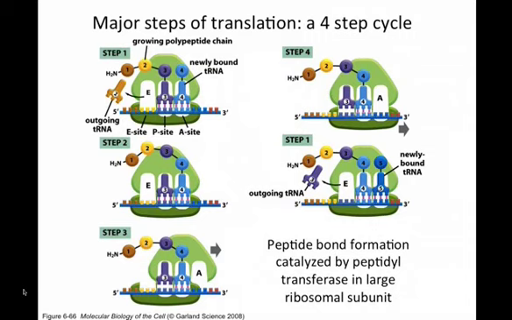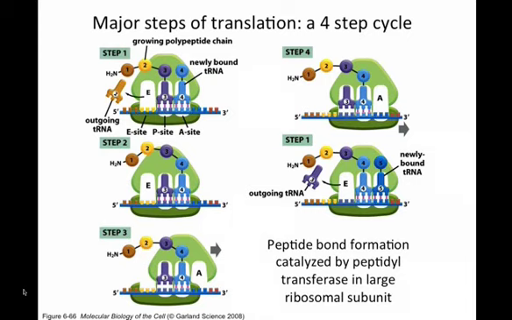Okay, so let's go to the steps of translation so you guys can think about it. There are movies of this out there, so if you're having a hard time conceptually, you can very easily find animations of this, which is usually pretty helpful.